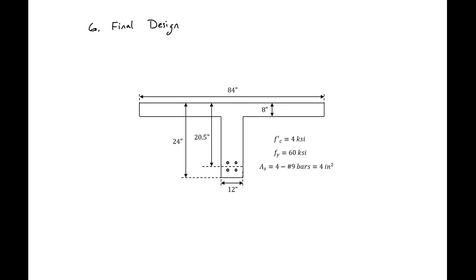Here is a drawing of our final design with our 4 number 9 bars, our 4 ksi concrete, 60 ksi steel, and our overall section depth and the top flange width. So remember that this is part of an integrated slab system. So our slab would actually continue in each direction. But this 84 inches is the width that we can count in our design here.